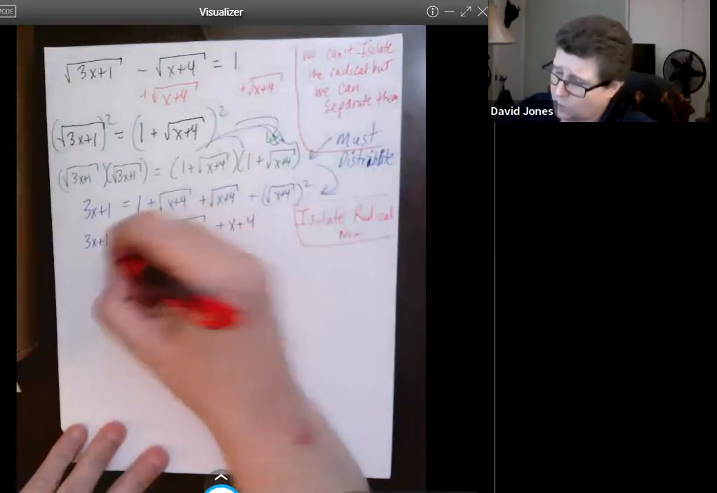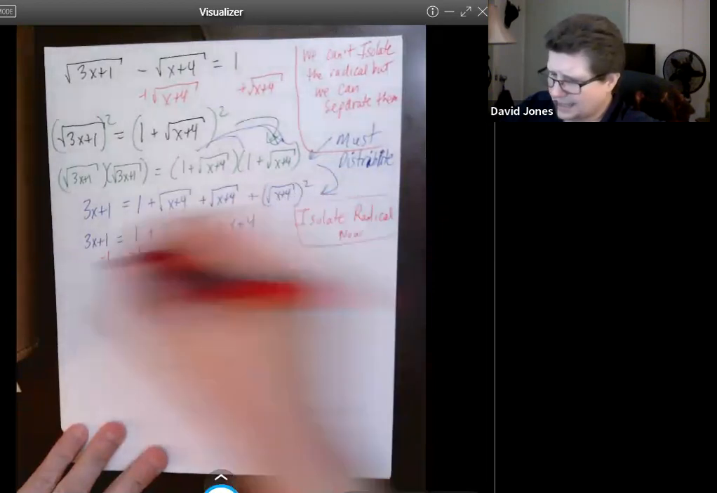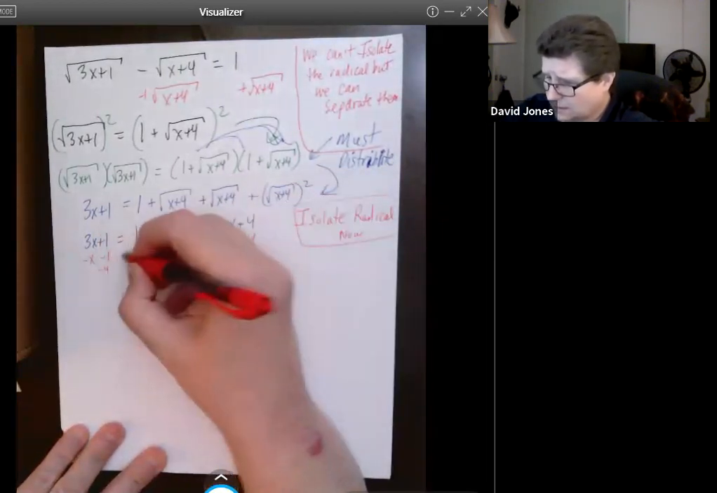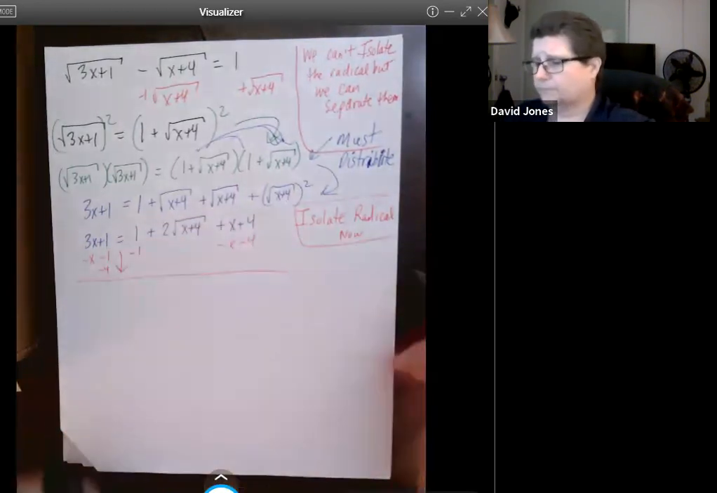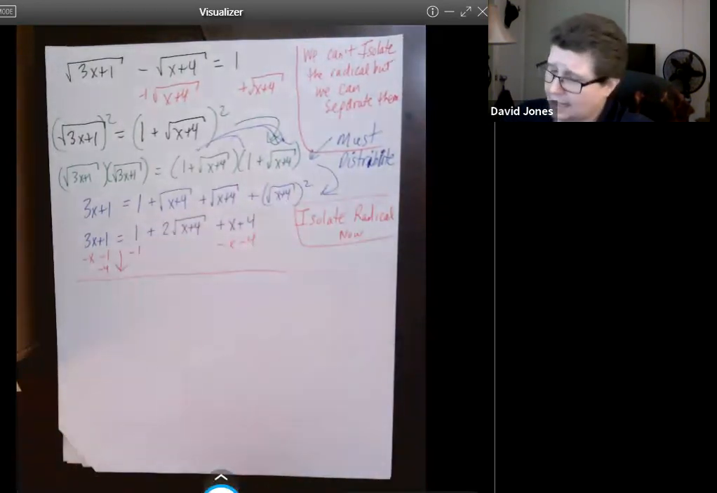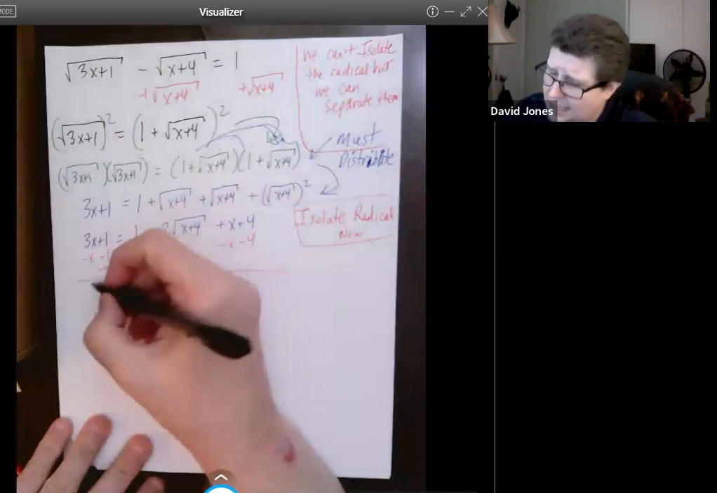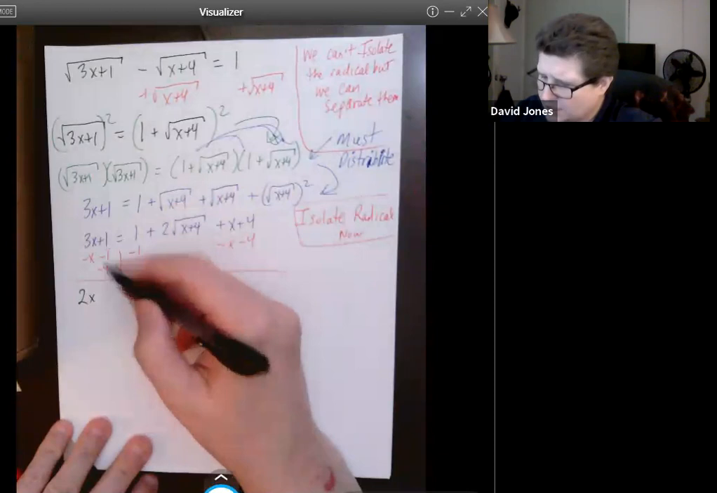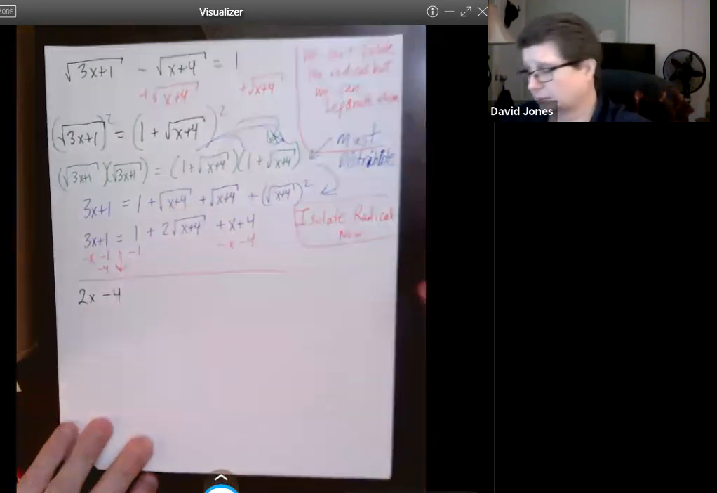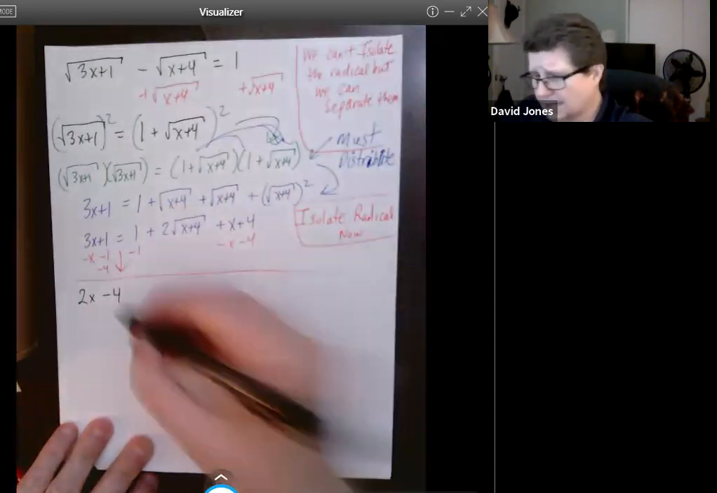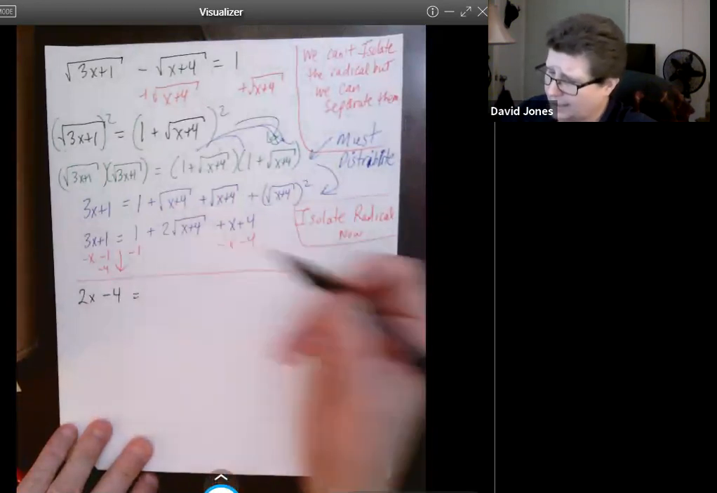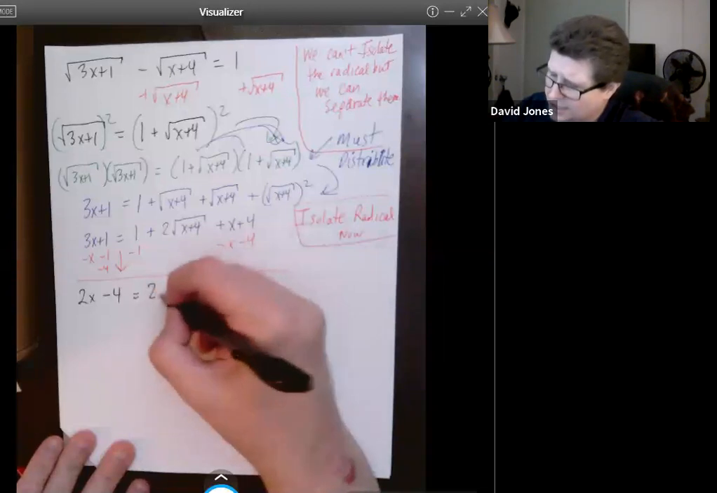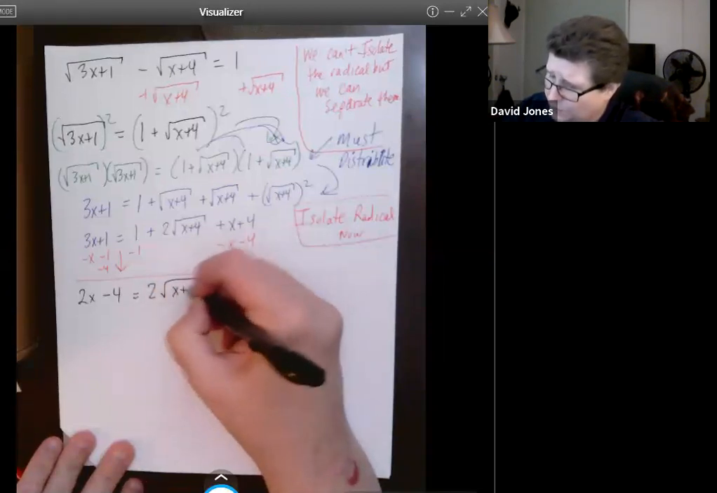So I'll subtract 1, I'll subtract x, and I'll subtract 4. And on the left, I get 3x minus x is 2x. 1 minus 1 minus 4 is negative 4. On the right side, the 1 and negative 1 cancel, the x plus 4 and negative x minus 4 cancel. I just have the 2 times the square root of x plus 4.